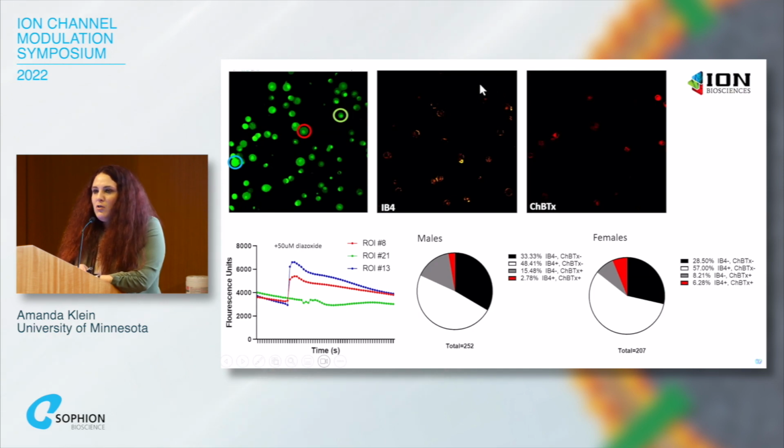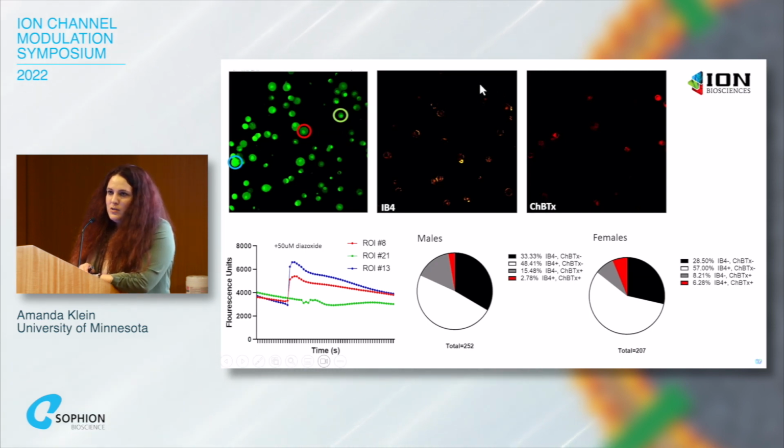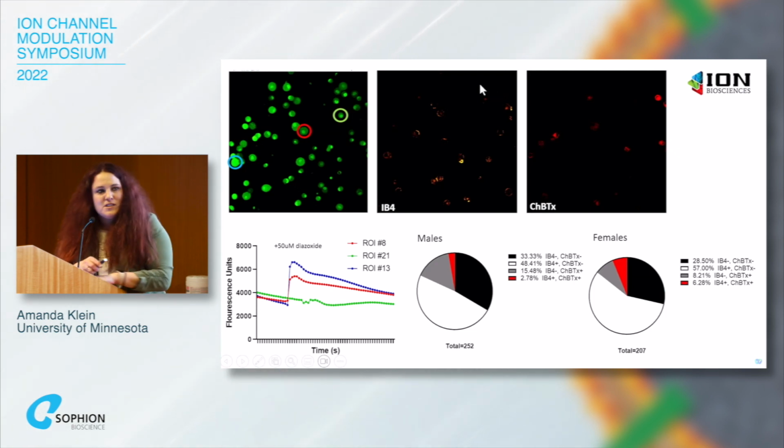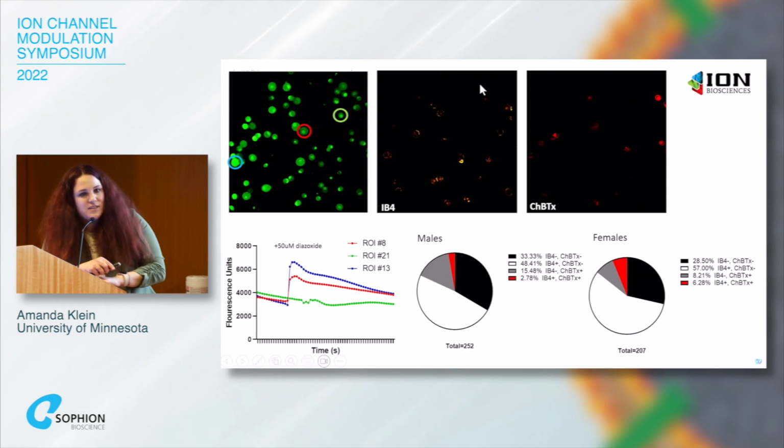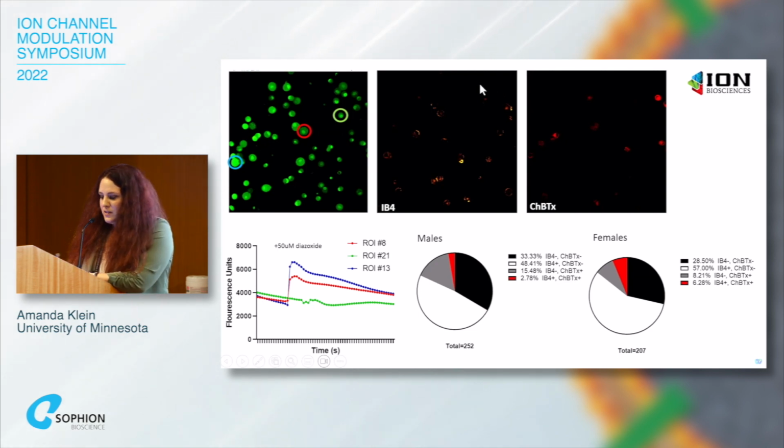And so we also co-labeled using two different markers. One is IB4, which is isolectin B4, which typically labels non-peptidergic C fibers, and a cholera toxin B label, which will also label typically larger myelinated fibers. The distribution is pretty consistent between males and females, and this matches the literature quite nicely.